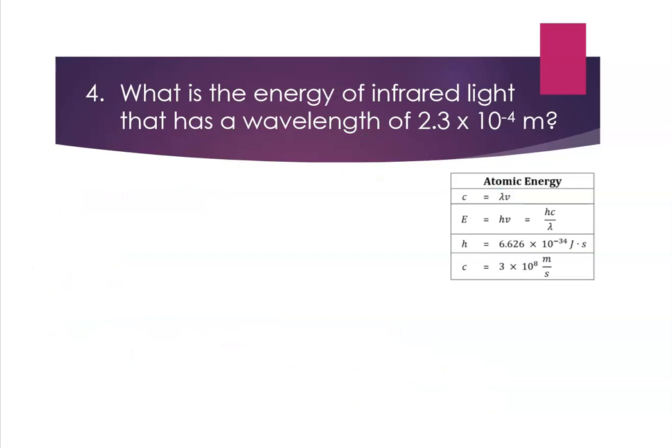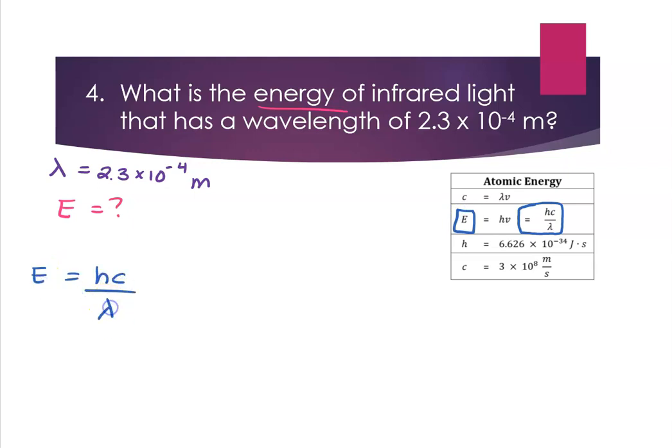Rockin' and rollin'. This is asking us what is the energy of infrared light that has a wavelength of 2.3 times 10 to the negative 4 meters. So here we're given wavelength, and we're asked to find energy, E. Wavelength is in meters, so I don't need to do any preliminary calculations here. The meters just stay meters. So I look to see what equation I have that has both wavelength and energy, and I see here that it is this equation here. E is equal to h times c divided by wavelength.